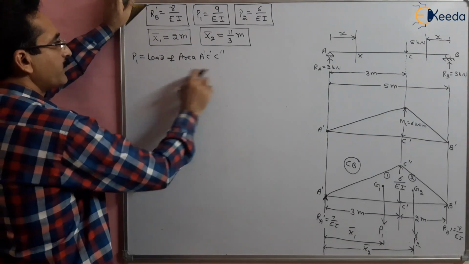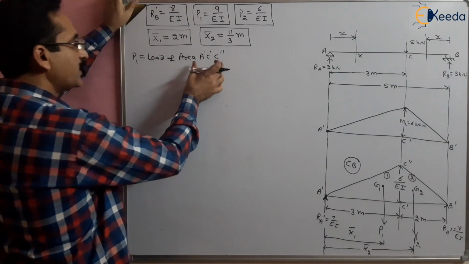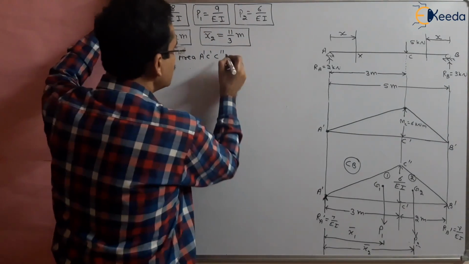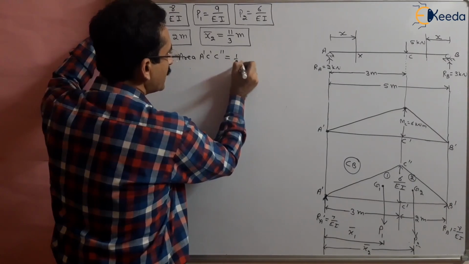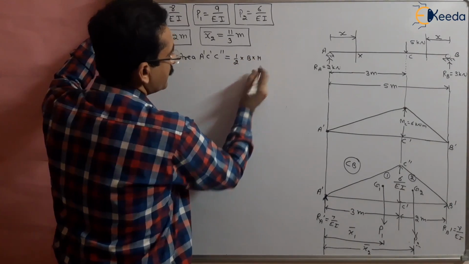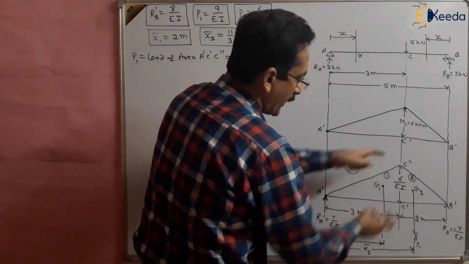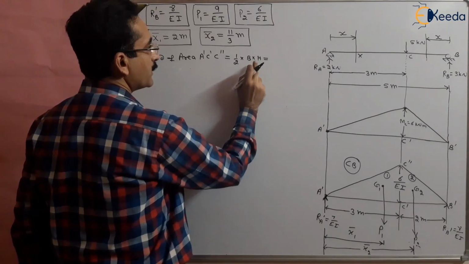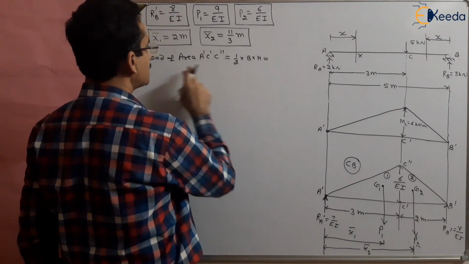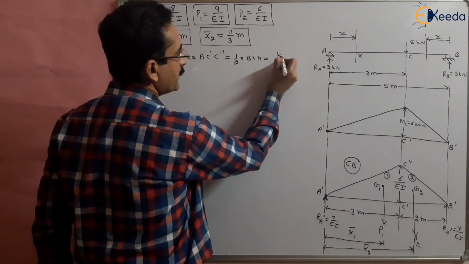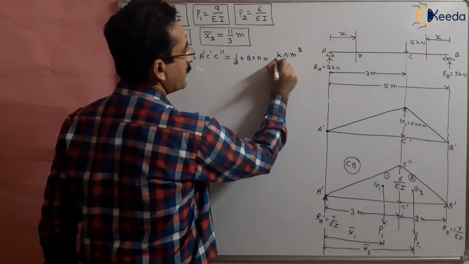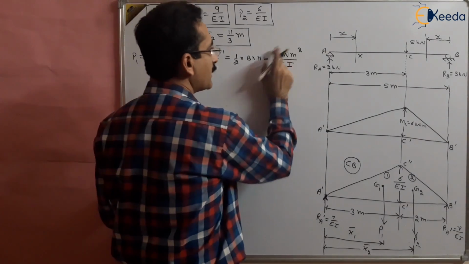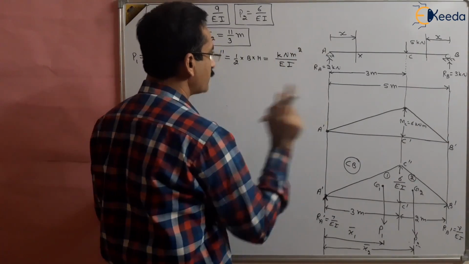Now, what is the unit of these loads? The load is given by half multiplied by base multiplied by height. The base has a unit of meters, and the height has a unit of kilonewton meters. So it will have a unit of kilonewton meter square upon EI, whatever unit EI has. The numerator has a unit of kilonewton meter square. This you have to remember.